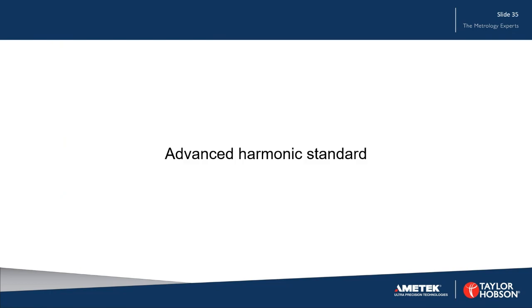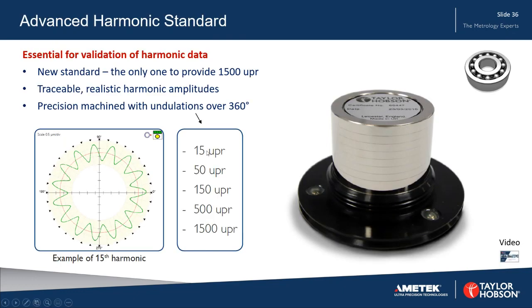And so now let's have a look at the advanced harmonic standard. So on the right here, we can see the picture of the advanced harmonic standard. And this is a relatively new standard. There is another one now available with 100 UPR. And this is able to verify that the system you're measuring on is giving the correct results, because the harmonic values that we're looking at are quite low, particularly for the higher order harmonics. So the values we've chosen to put onto this standard are traceable.